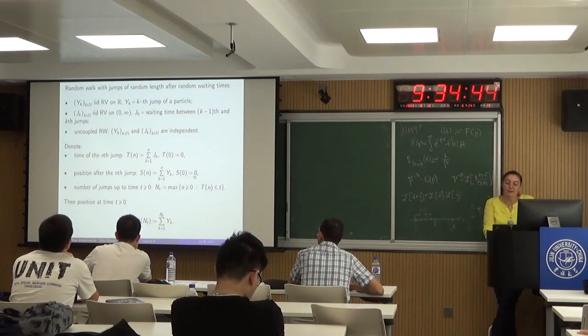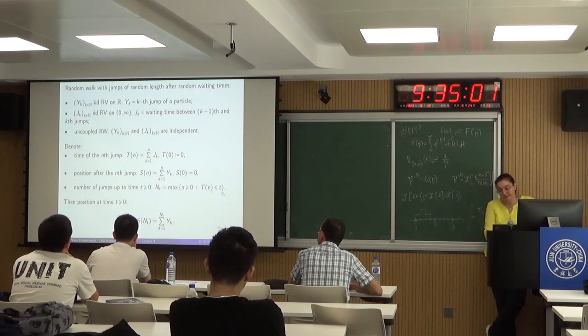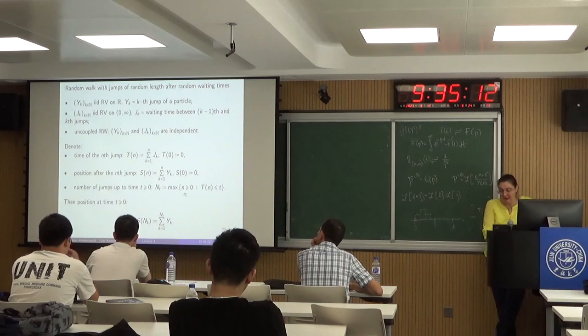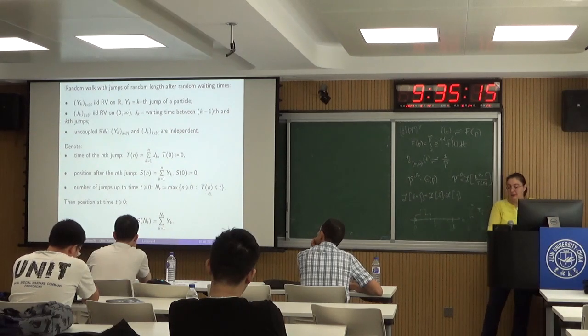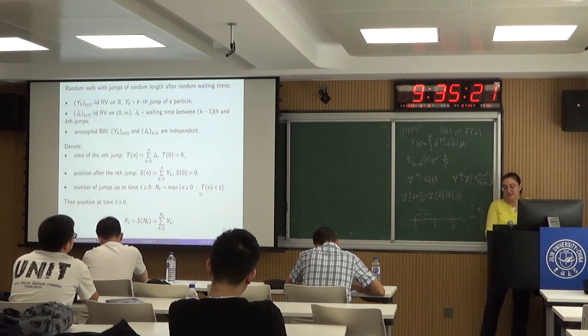Now my time is continuous, t, and I'm interested in what's going on up to the time moment t. So the number of jumps which have occurred up to time t is defined in this way. How many jumps have happened up to time t? We just add up the waiting times, and we take as many waiting times as possible so that the time of the last jump is still smaller than t.